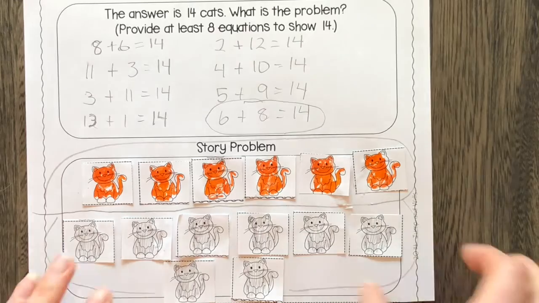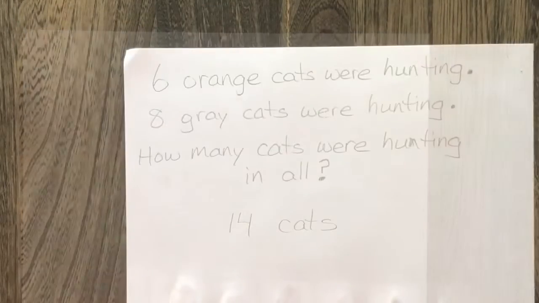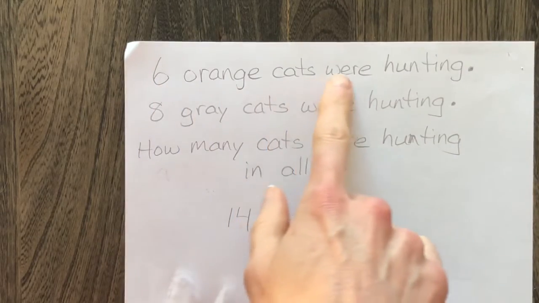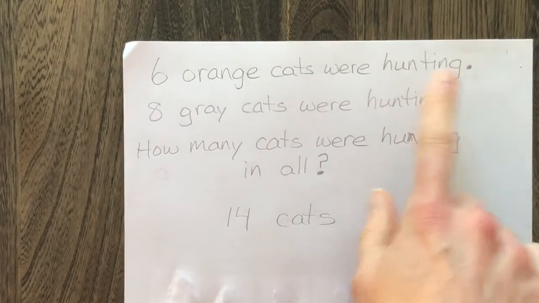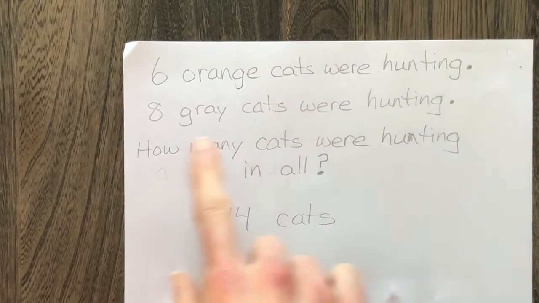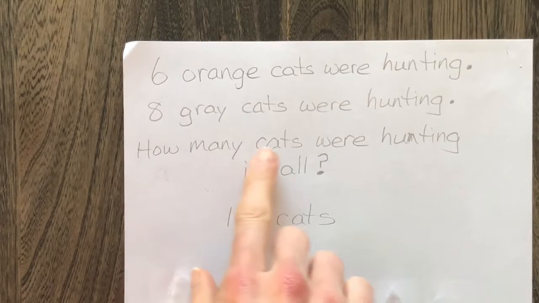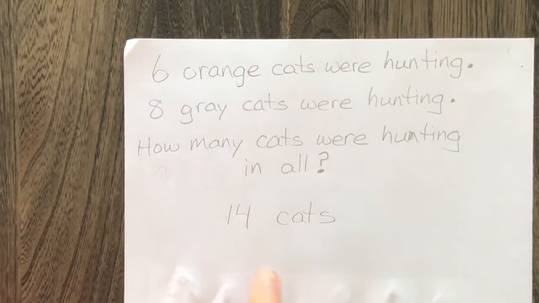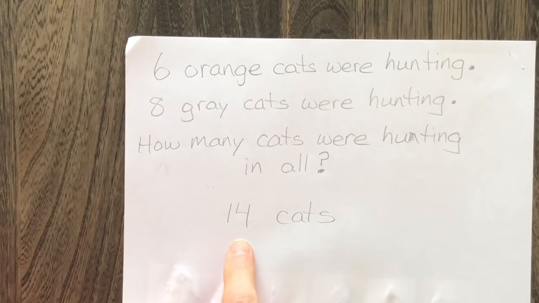So when you write this, you could write it on the back of this paper, or you could write it on a separate piece of writing paper. And here's what I wrote. 6 orange cats were hunting, period. 8 gray cats were hunting, period. And here's my question. How many cats were hunting in all, with a question mark? And if you want, you can write your answer, which was the number we started with, 14 cats.